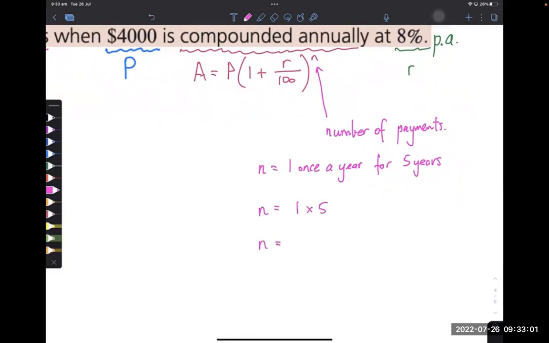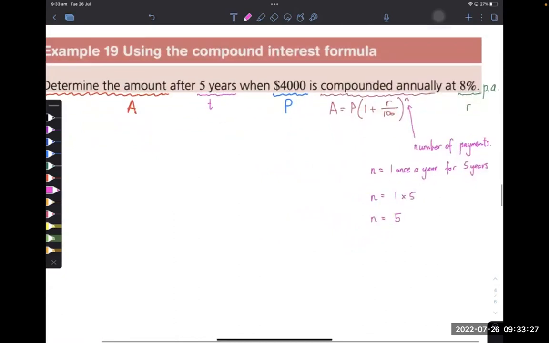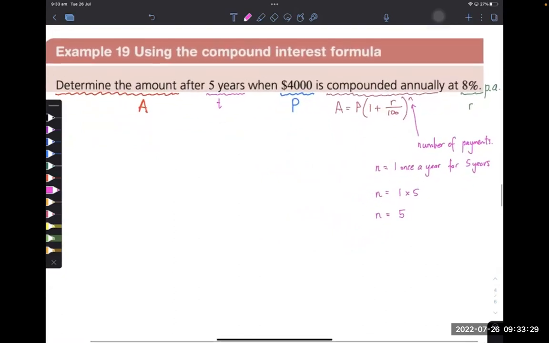Because in year 11 and year 12, it will say, I want you to compound monthly, or I want you to compound quarterly, or biannually, which means every half year. So this number will change, okay? So we want to write this down now as it is, so that I'm preparing you for next year. So this means that N will equal 5. I'll let you write that down.